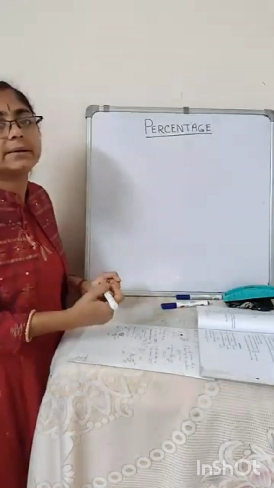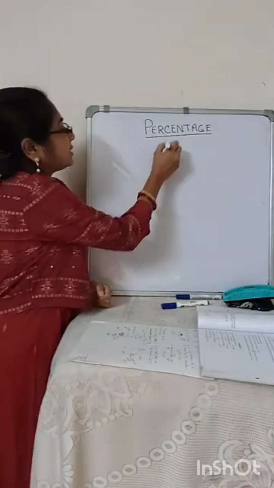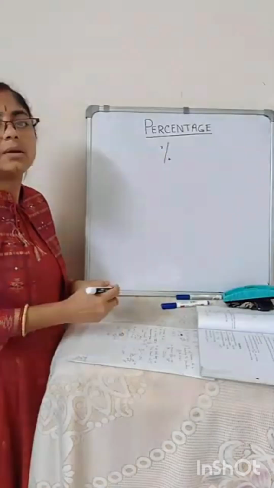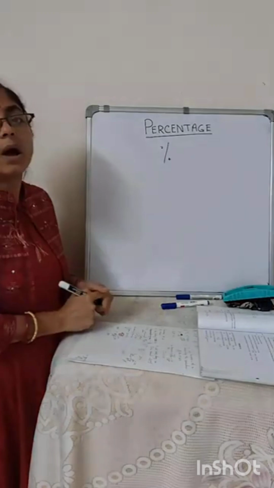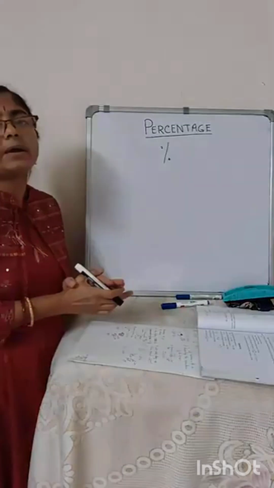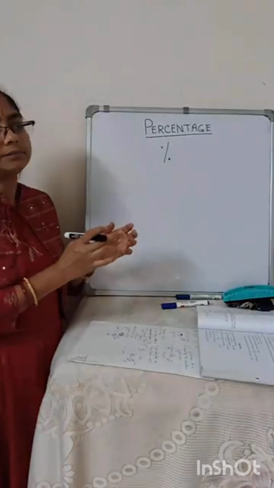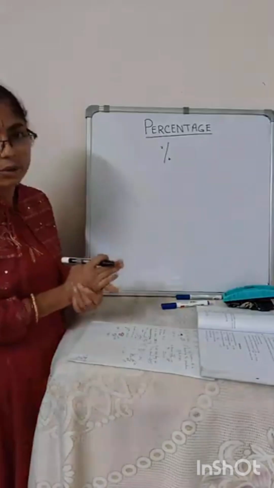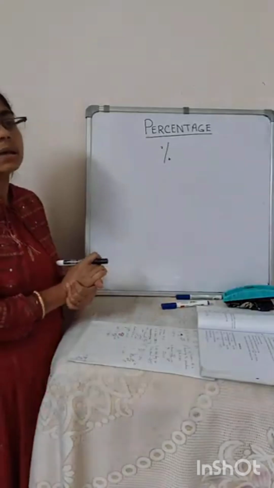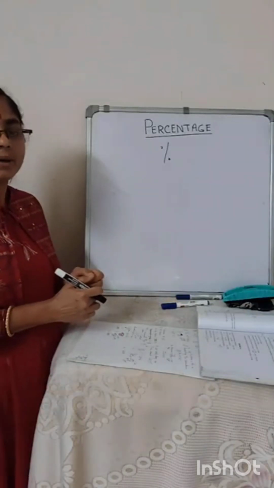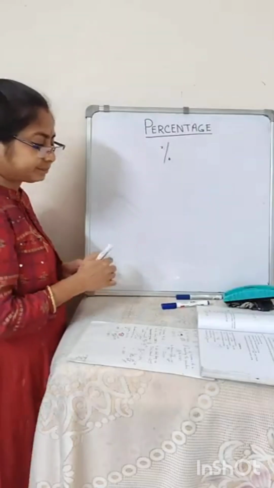What is the percentage? This one is the percentage sign. And how can I find the percentage? Percentage is generally found on 100. But today I tell you how we find the percentage in ratios, in decimals, in every case. Okay? Start. First one.